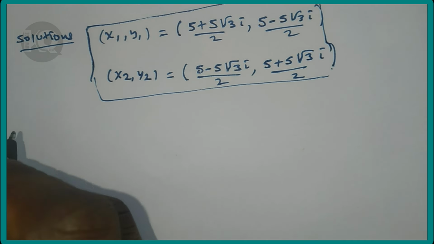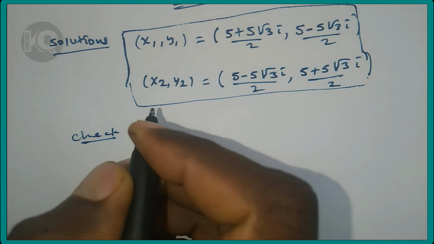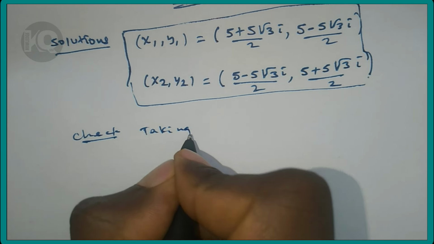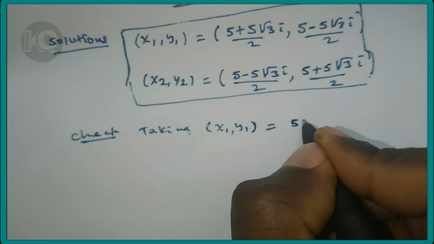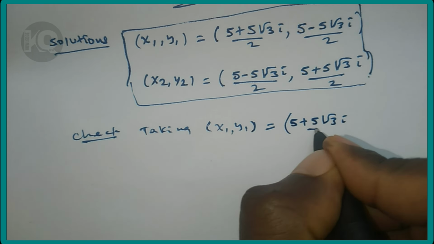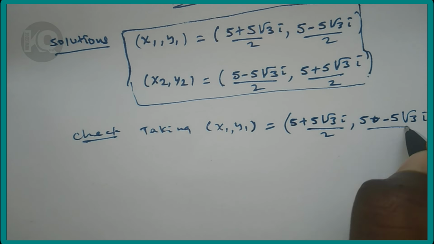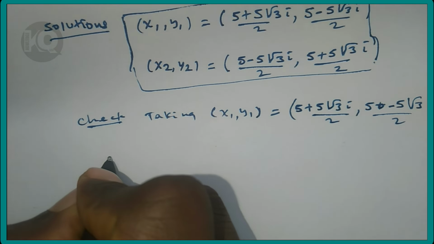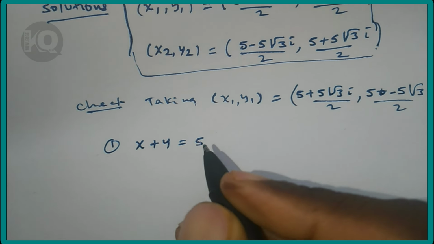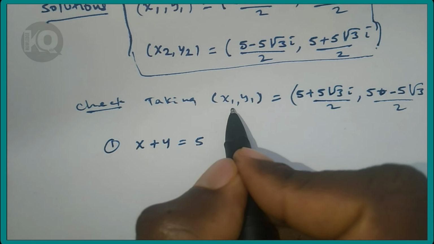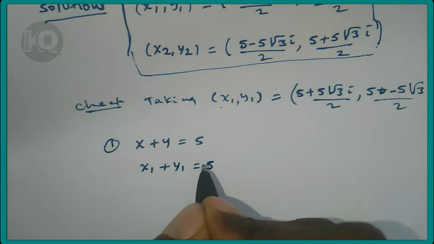Now let's check whether the answer is correct or not. Let's check it. Taking solution 1, which is x1, y1, which is (5 plus 5 root 3 i) over 2 and (5 minus 5 root 3 i) over 2. So from equation 1, x plus y is equal to 5. Now we intend to use solution 1, so this will be x1 plus y1, which is equal to 5.